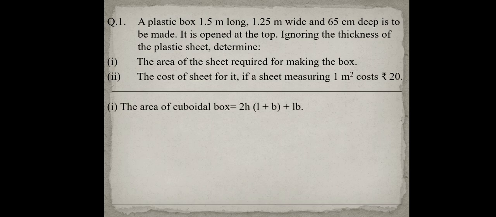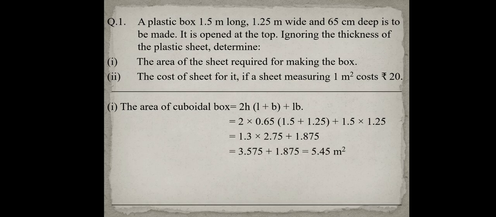So area of the cuboidal box equals 2h into (L plus B) plus LB. 2h into (L plus B) is the lateral surface area. It means area of the walls. Now plus LB, this is length into breadth, the same as your base. So put the values here. After that you will find the area of the cuboidal box, that is 5.45 meter square.